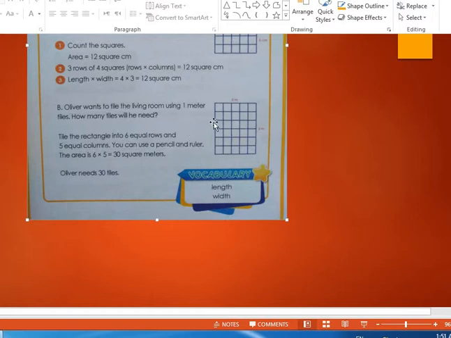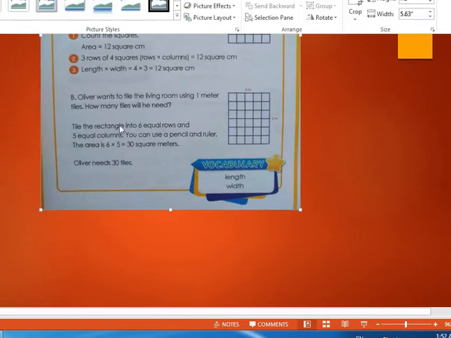I will just do something very easy. I take the length times the width. The length times the width. So the length is 5 meters and the width is 6 meters. So the answer will be 30 square units.